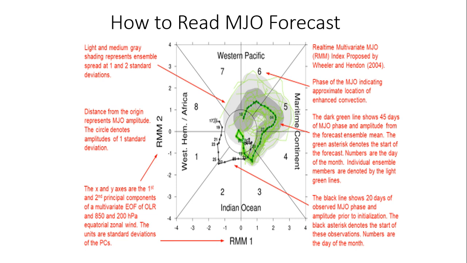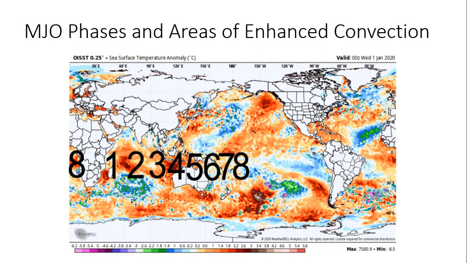So I just wanted to show you again what this phase diagram looks like. This is a great explanation of it, so hopefully it'll help your understanding when I go over it in the video. In general, these are the MJO phases and where you typically see areas of enhanced convection in the equatorial western Pacific into the Indian Ocean.